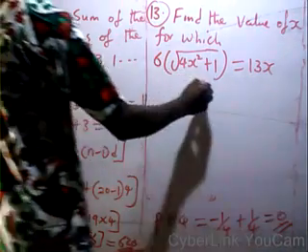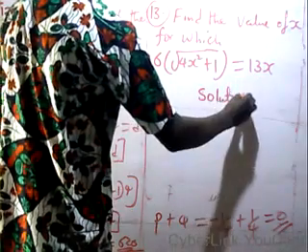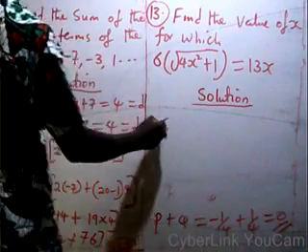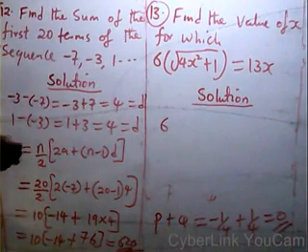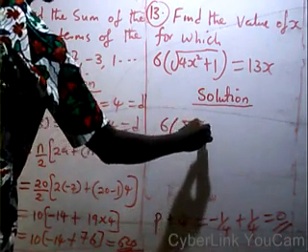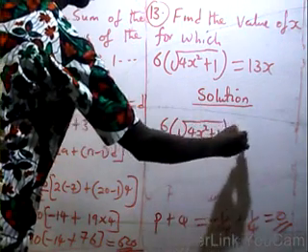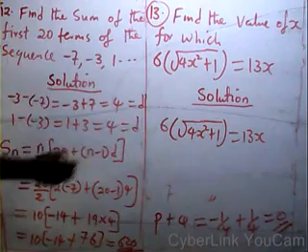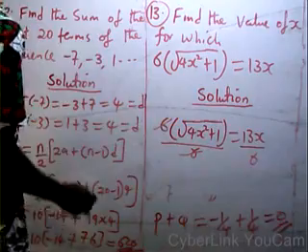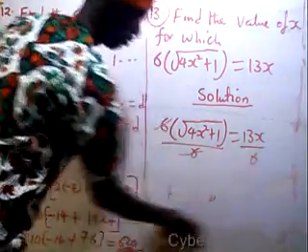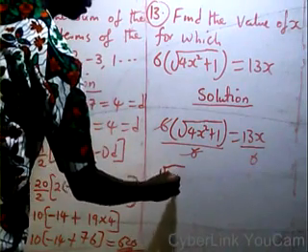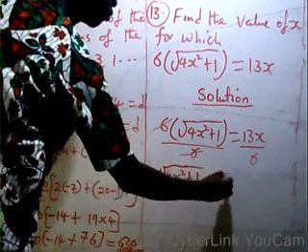Now, the solution. To find the value of x, it's better to divide both sides. We are given 6 times the square root of 4x squared plus 1 equals 13x. Now you can divide this by 6, so this and this can go. So from this, it means that the square root of 4x squared plus 1 is equal to 13x over 6.